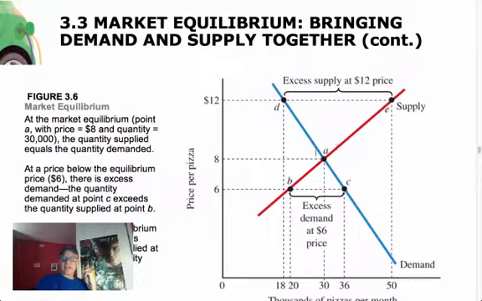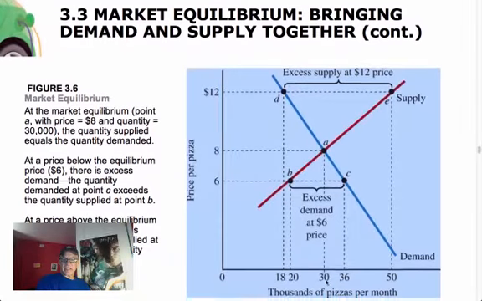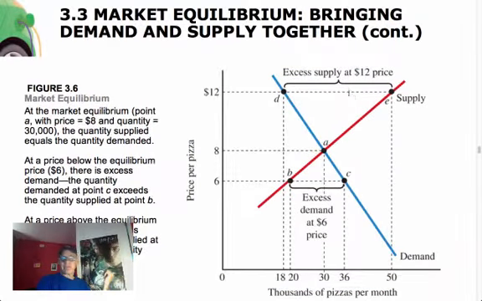Here's supply and demand. You've got point A, the equilibrium point. So the equilibrium price is 8. The equilibrium quantity produced is 30, down here on the x-axis. But if the price is above the equilibrium price, people don't want to buy it. You know, it's too much money.